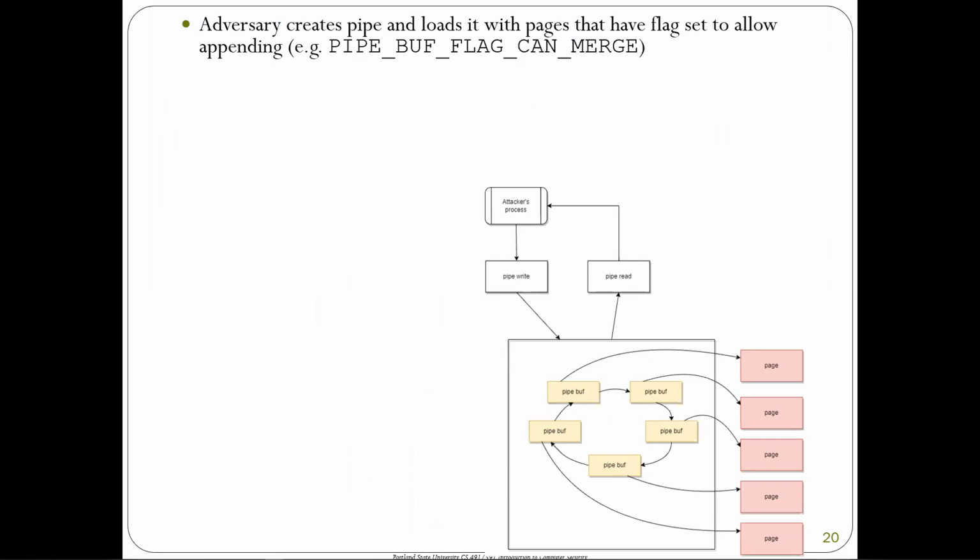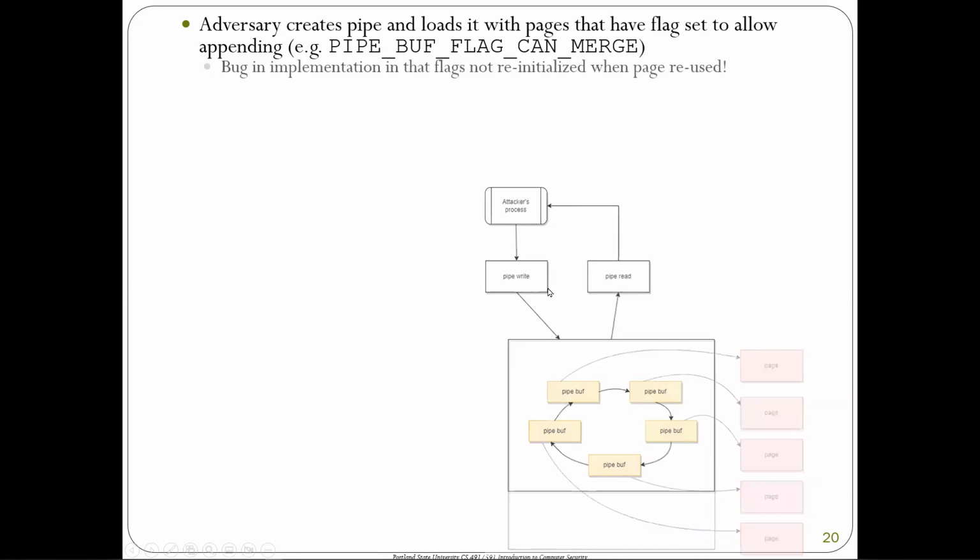So with dirty pipe, the adversary basically creates a pipe and then loads it with pages that all have that flag set to yellow. And so you see here, all of the structures in this process to implement this pipe have the append flag set. And this is allowing you to then append to any of these pages to implement this pipe.